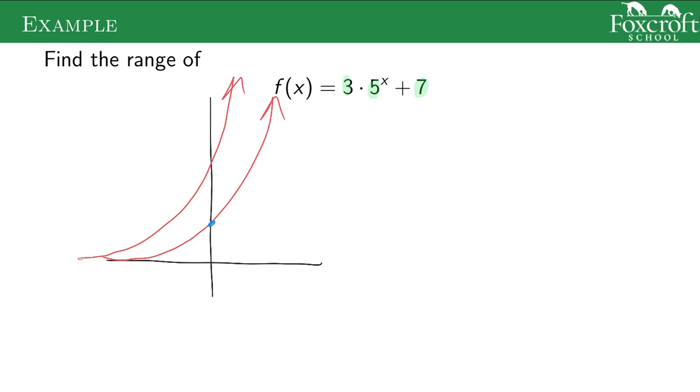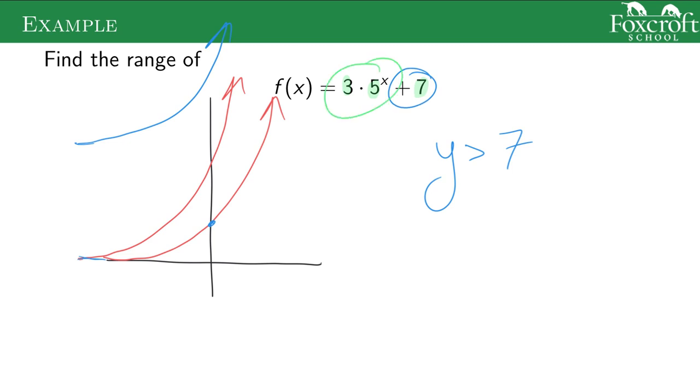And then the plus 7 moves everything up 7. So instead of leveling off down here, now it's going to level off up there at 7 and have a shape like that. So my final range has to do with this plus or minus at the end. My range is everything bigger than 7, because this function here starts at 0, just a general exponential by itself, but then adding 7 to it makes it start at 7.